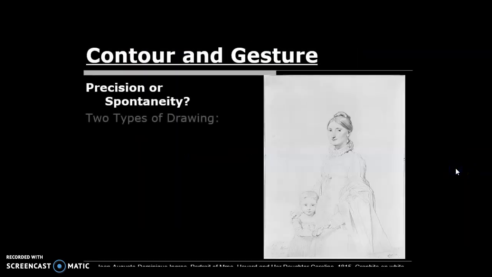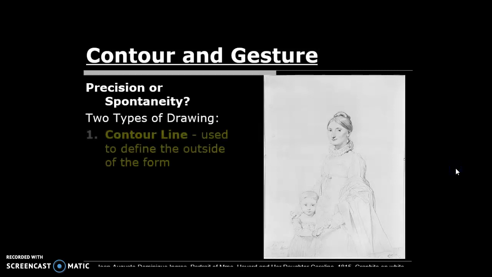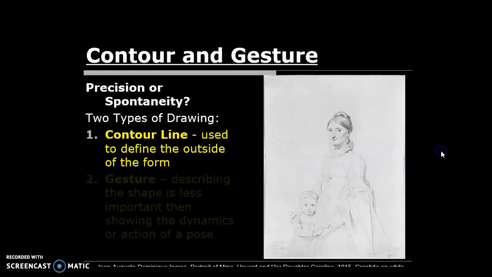First of all, line, as far as contour and gesture, deals with precision and spontaneity. The two types of drawing are a contour line, and basically a contour line is used to define the outside edge of the form. You can see the contour line that we have here is the outside edge of the form. Now there are lines inside of it, but for the most part, this is a contour line drawing.